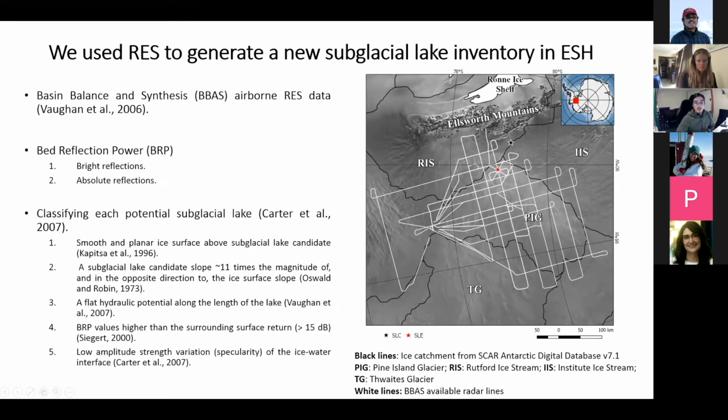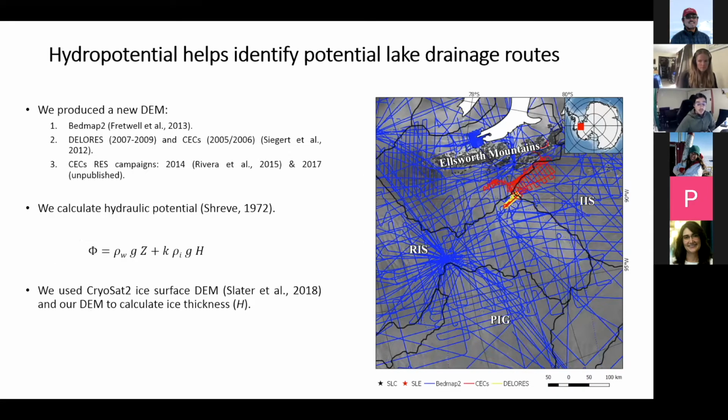We also create a new DEM by integrating the radar data used in BedMap2 with the LORES and SEX radar surveys. And in this figure, as you can see, the blue lines are representing the BedMap2 radar lines, the red lines, the SEX survey, and the yellow one, the LORES survey.